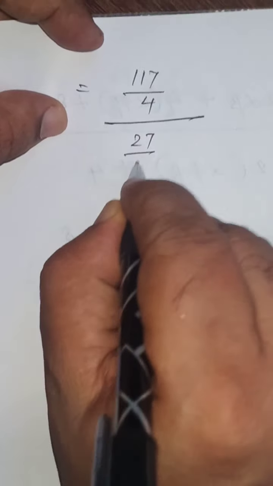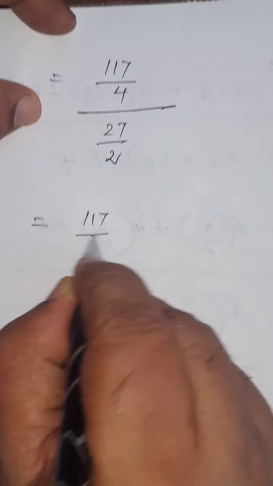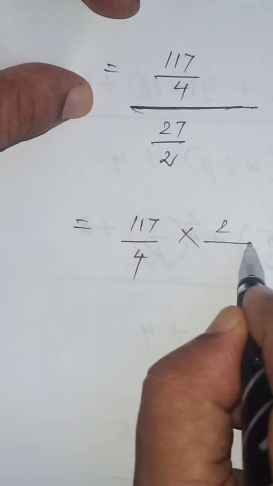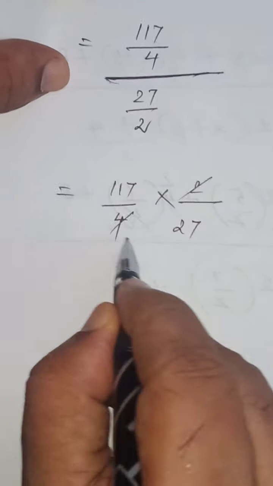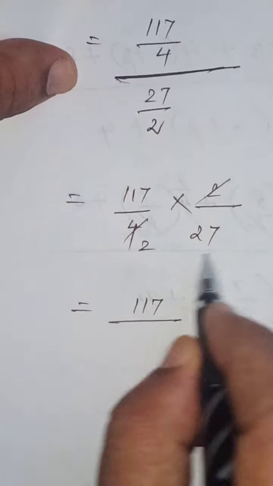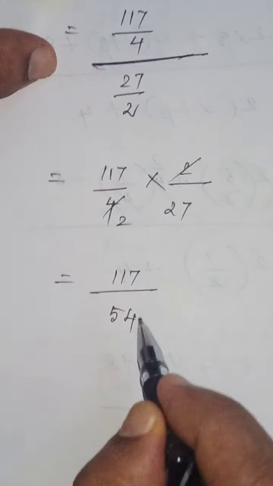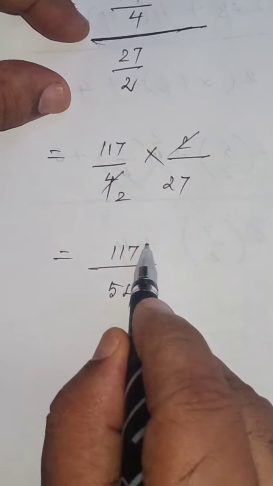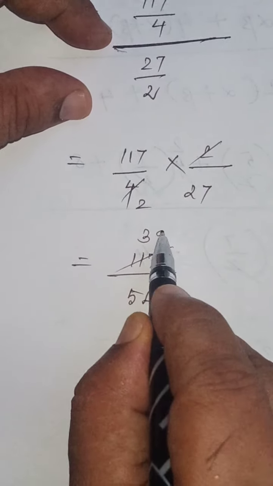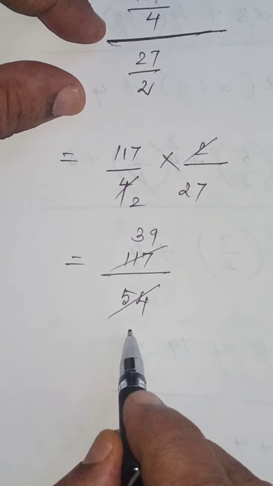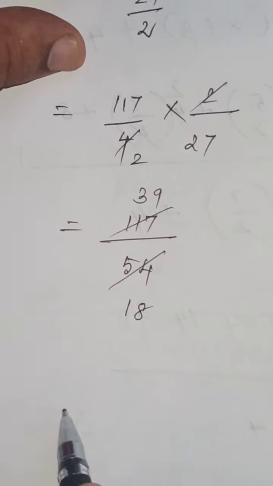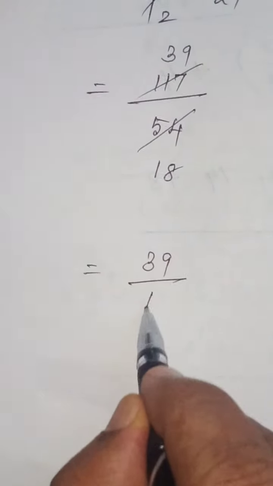117 by 4 right as it is, this division becomes multiplication. Reciprocal of 27 by 2 is 2 by 27. Can cancel by 2 table. How many times? 2 times. 117 divided by 2 into 27, that is equal to 54. Can cancel by 3 table. 3 threes are 9. Balance 2, 27. 27 how many times? 9 times. 3 nines are 27. Here also we can divide by 3 table. How many times? 3 ones are 3, balance 2, 24. 3 eights are 24. 39 divided by 18.